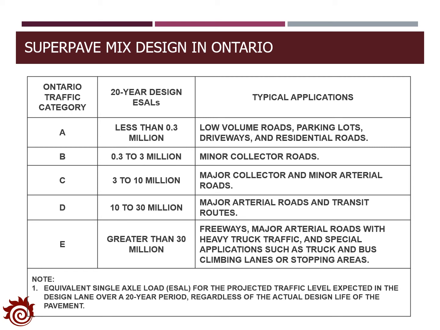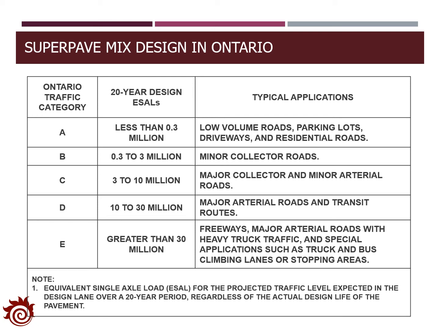In level B, the ESAL is between 0.3 to 3 million. It will be some minor collector roads. In level C, the ESAL is between 3 to 10 million. It will be some major collector roads and minor arterial roads.